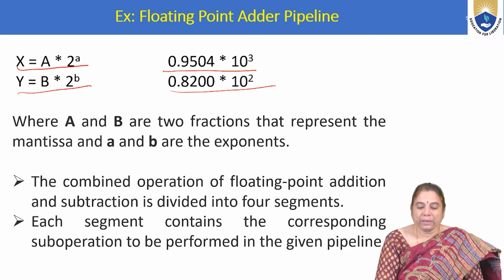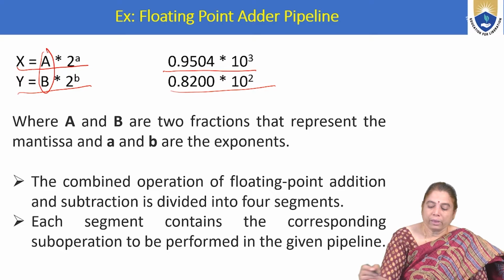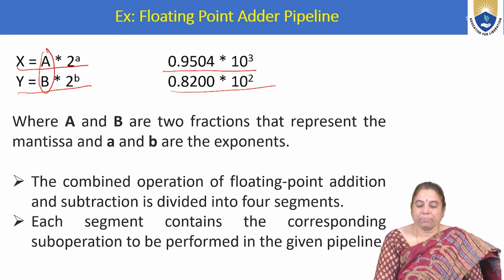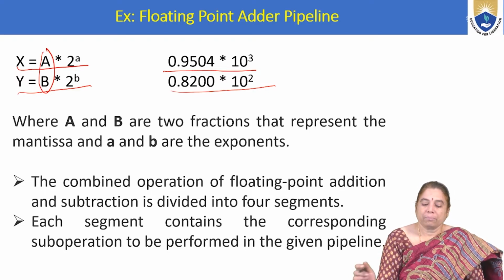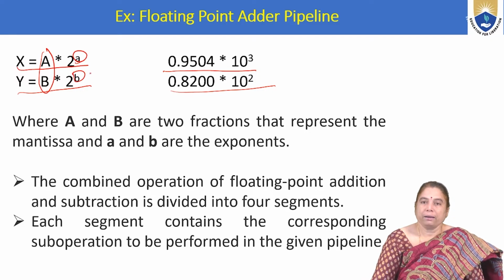So here capital A and capital B are the two fractions. Two fractions that represent the mantissas. The mantissas can be represented with a small a and b.